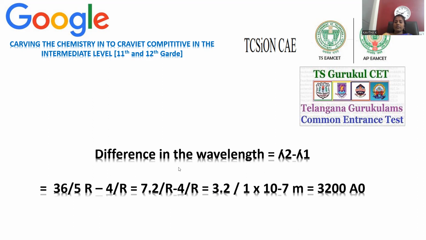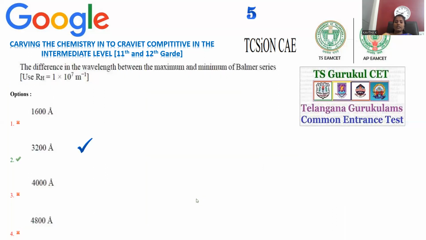3.2 into 10 to the power 7 can be written as 3200 into 10 to the power 10 meters, which is equal to 3200 angstroms. Okay, 3200 angstroms we got. So that is the way meters can be converted into angstrom. So for question number 5, option number 2 is the correct answer.